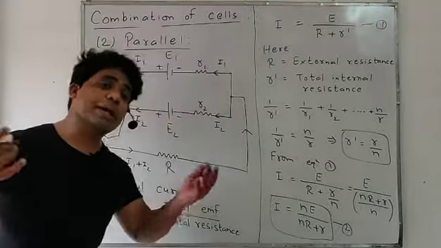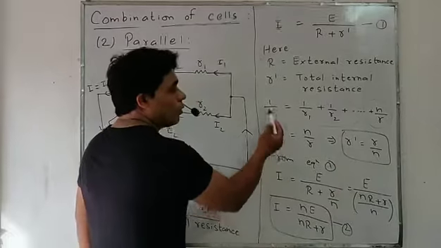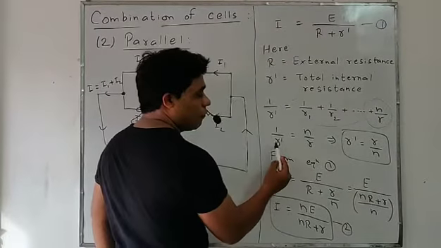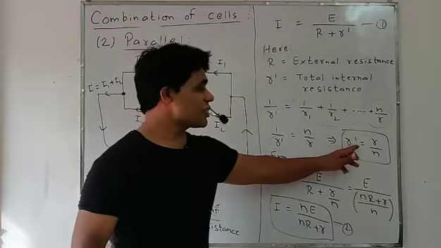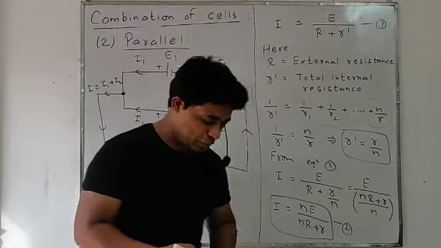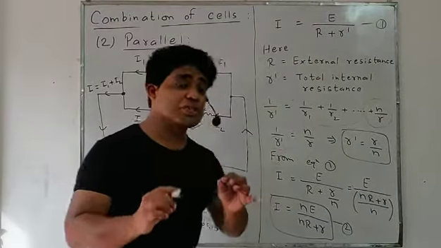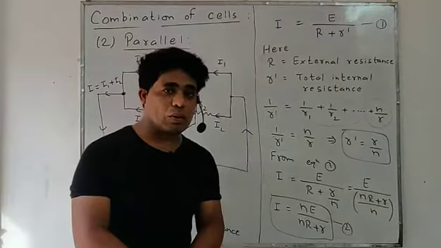And generally we'll use the n terms. So 1 upon R dash is n upon r. We require R dash, so taking reciprocal on both sides, we'll get R dash equals r by n. Okay, so we got the total internal resistance of all the resistances that are connected in parallel combination.